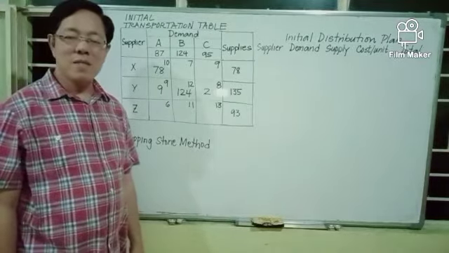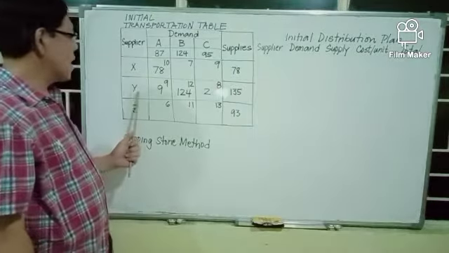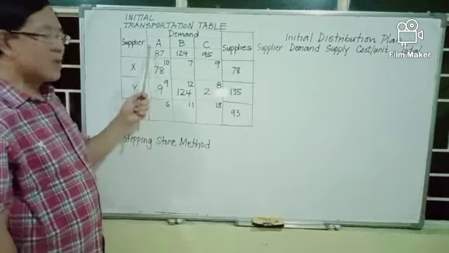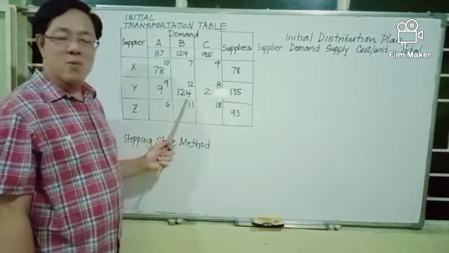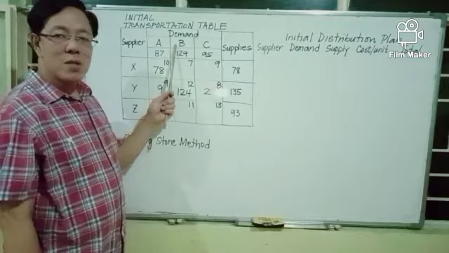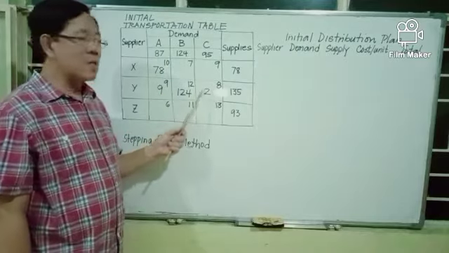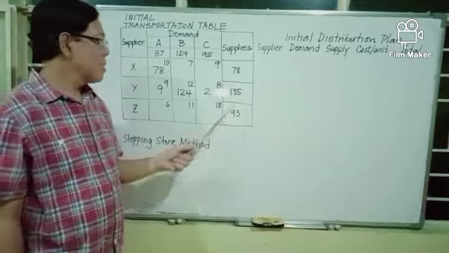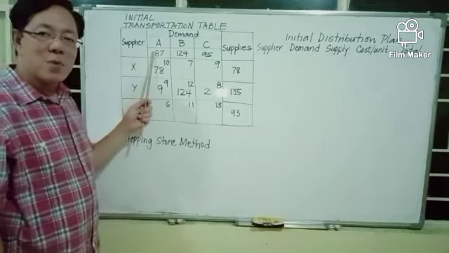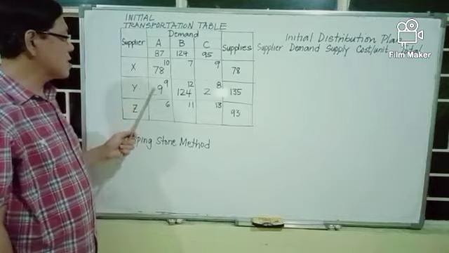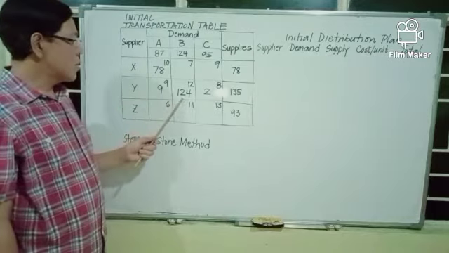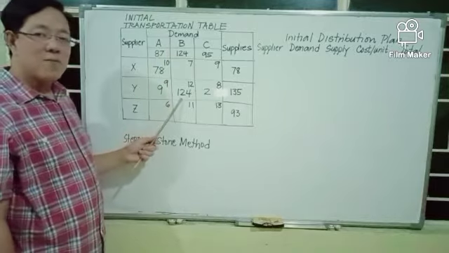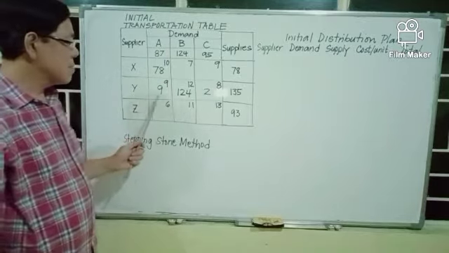Now, nothing remains in supplier Y because the total of these 9 units delivered to customer A plus 124 units given to customer B plus 2 units given to customer C is 135 units. And the demand of A is fully satisfied. 78 plus 9 is 87. 124, demand of B is fully satisfied. 124 will come from supplier Y.